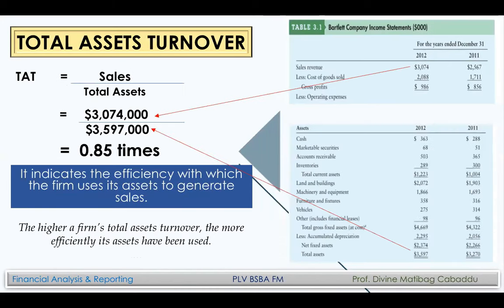Now, let's proceed to total assets turnover. The formula is sales divided by your total asset. Is your company efficient when it comes to managing its total assets to generate sales for the company? Okay, so the higher a firm's total asset turnover, the more efficiently its assets have been used. So mas mataas itong total asset turnover, mas mabilis. Ibig sabihin, nare-replenish agad yung total assets, nako-convert sila into sales.